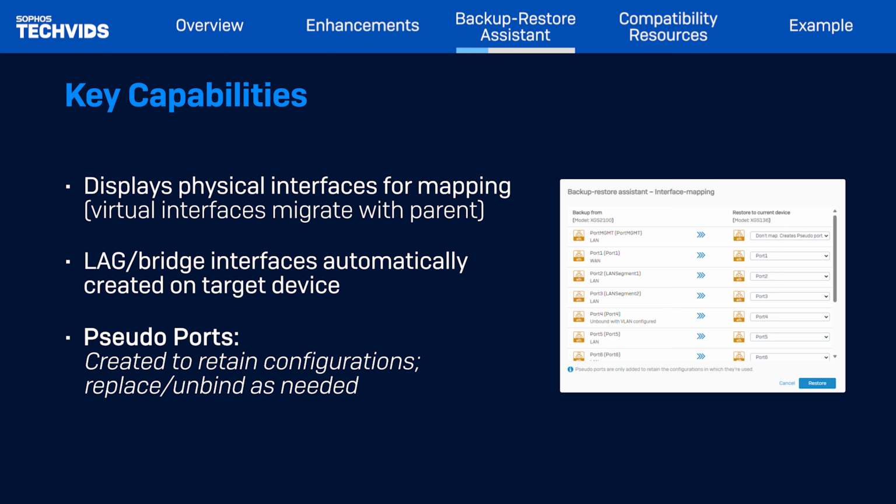Then, there are pseudoports. In the interactive port mapping, ports selected as Do Not Map will be created on the target as pseudoports to retain configurations. Optionally, pseudoports can be replaced and unbound as needed. Any unbound pseudoports are then deleted on the next device reboot.